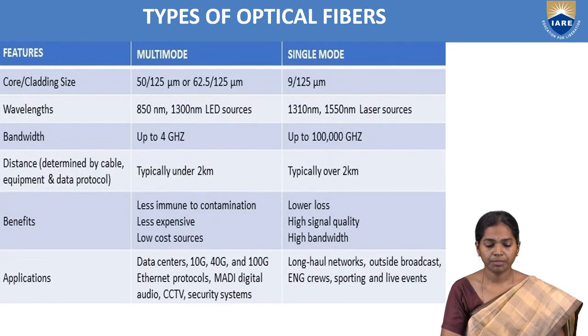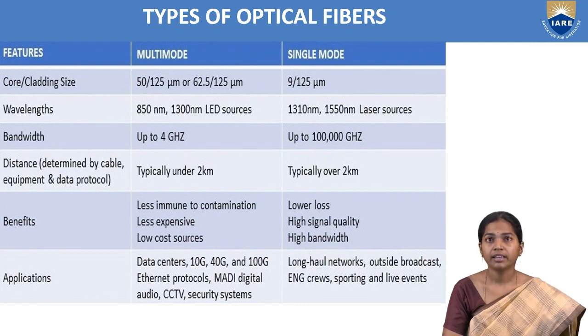Features of single mode, comparison of single mode and multi-mode optical fibers. Core and cladding sizes: in multi-mode, core and cladding sizes are 50 to 125 micrometers or 62.5 to 125 micrometers. In single mode, 9 by 125 micrometers. The wavelength in multi-mode is 850 nanometers and 1300 nanometers, and here we are using LED sources. In single mode optical fiber it is 1310 nanometers and 1550 nanometers.